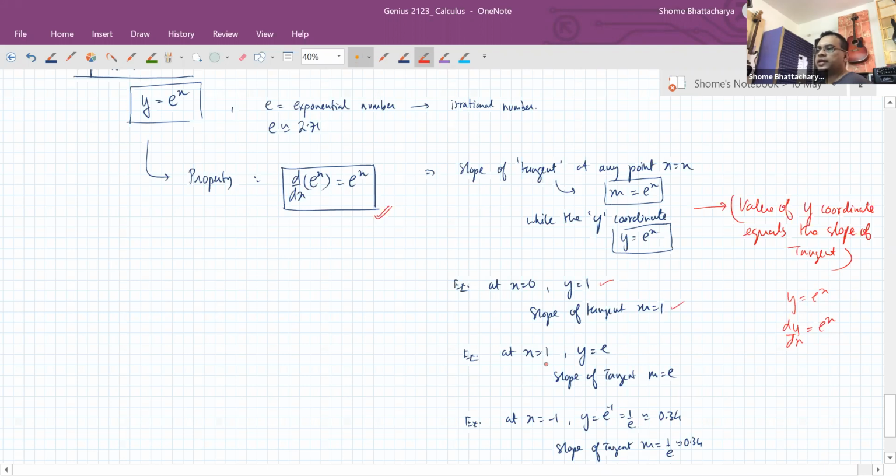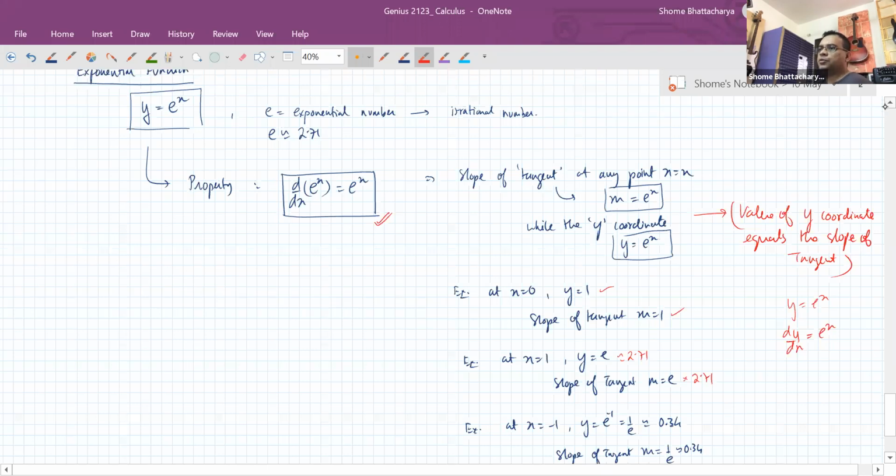If I take the value x equal to 1, what is the value of the y coordinate? It's e raised power 1, or approximately 2.71. But what is the slope of the tangent? That's also e to the power 1, or approximately 2.71. Understood this pointer now? Yes, sir. Now got it. So that is the very interesting and unique property that the exponential function has: at any point on the function, the value of y for that given value of x equals the slope of the tangent.